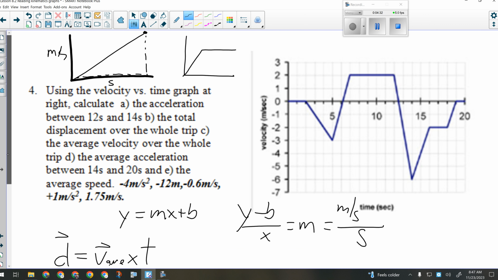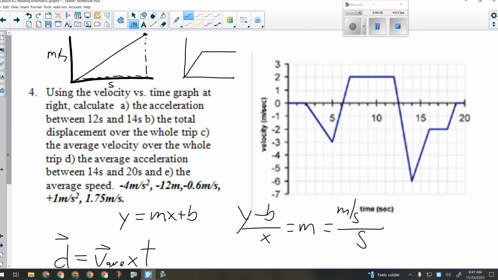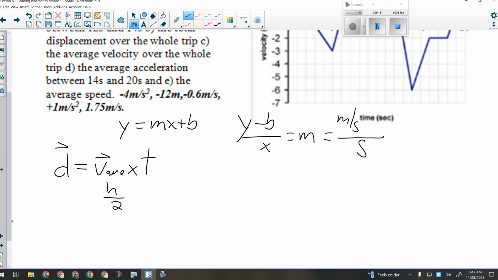And if I was going base times height over 2, what's on the base? Seconds, which measures? You're calculating the same thing.